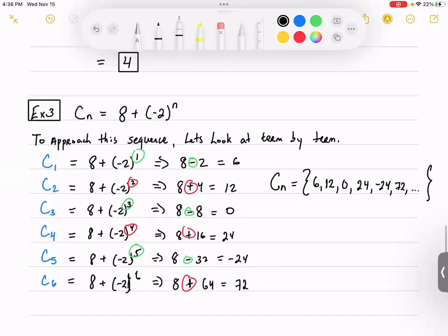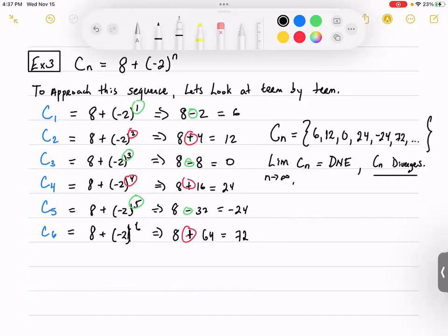So what we have here in this example is that the limit as n approaches infinity of Cn unfortunately does not exist. This is a case where it doesn't go to infinity, it doesn't go to negative infinity, it simply does not exist. So because it does not exist, then our sequence Cn diverges. All right. Now, the reasoning or rationale to this is the following.